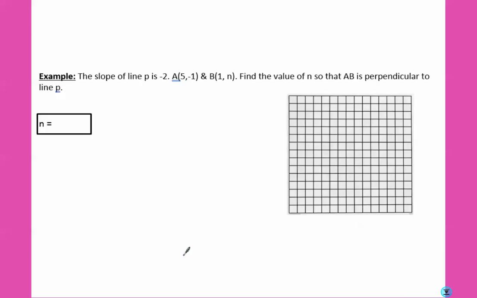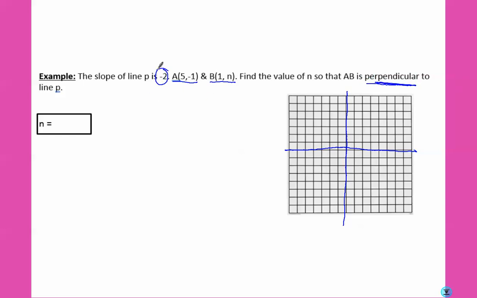And our last example. The slope of line P is -2. A is (5, -1), and B is (1, n). Given those, find the value of n so that AB is perpendicular to line P. So I'm going to start by drawing some axes in, and they won't be drawn on your graph paper that you get for the SOL, so you'll have to do that as well. We need to be perpendicular.